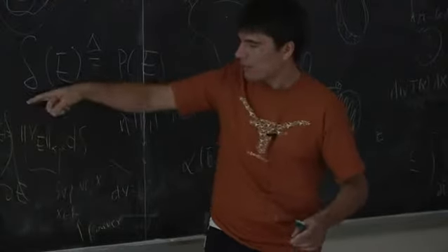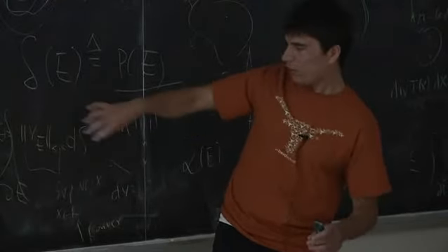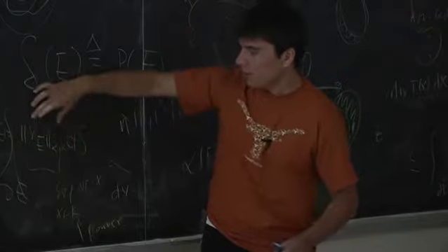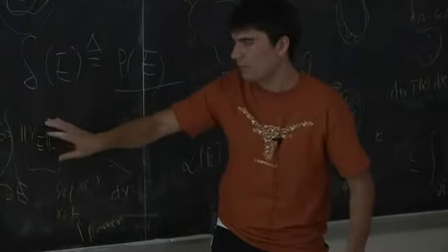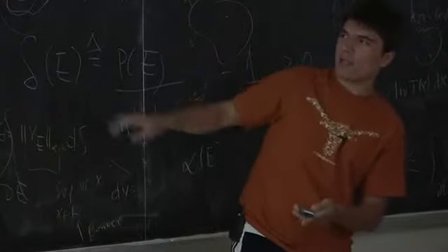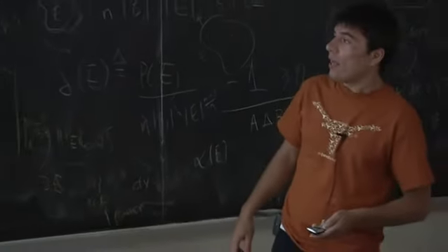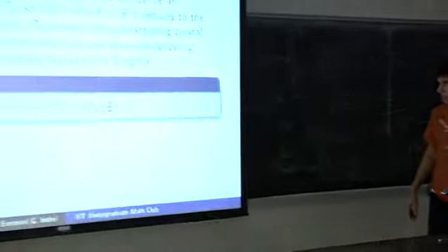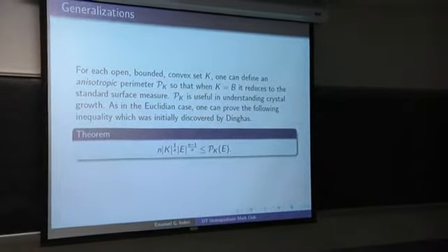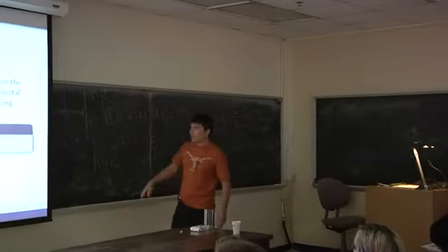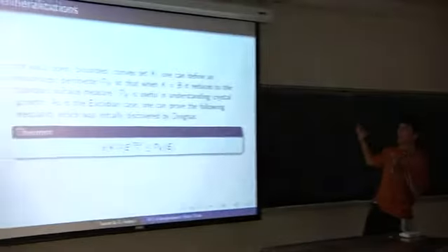Okay? So you're integrating just the surface measure over the boundary of E. You look at the normals, but then you weight the normal so that this could be different numbers depending on what it is. So that has applications in crystallography. And then you can actually ask, can you prove an inequality of this form with this anisotropic perimeter? And it turns out that yes, you can do that.